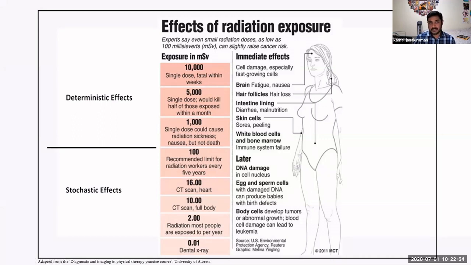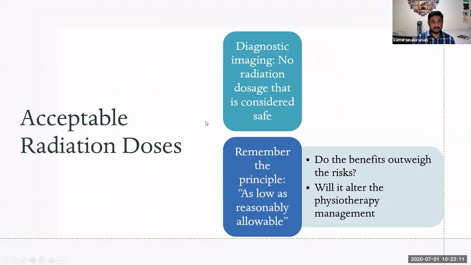So that's the reason, again, I'm insisting, we have to reduce the number of images as much as possible. Try to get your clinical evaluation done as much as possible, and only if it is needed, you can go for diagnostic imaging. So what are the acceptable radiation doses? In diagnostic imaging, no radiation dosage is considered safe. Remember the principle always: as low as reasonably allowable. So as low as possible is good. There is no fixed point for the radiation doses.